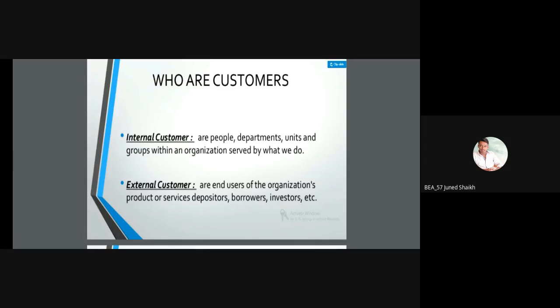agricultural products are there. Suppose we are farmers. So in our family members, in your village, those are the internal. But some industry is asking for your product.